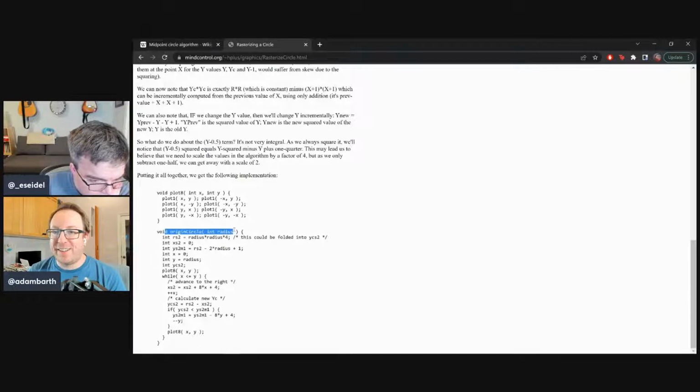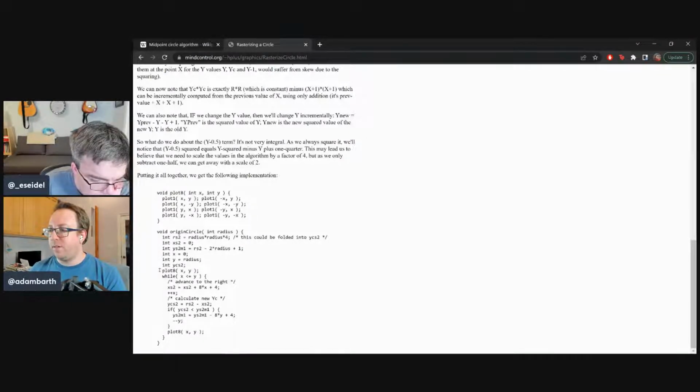All right, so origin circle at radius. RS2 is equal to radius times 4. So yeah, another issue is that we're not drawing around the origin, which we could. That could be messing up all of our math here, because that circle equation is really about delta from some origin.